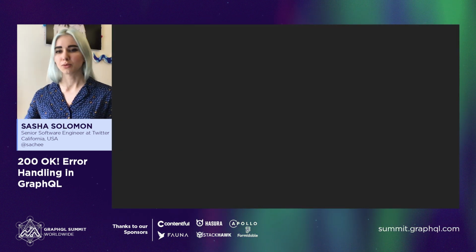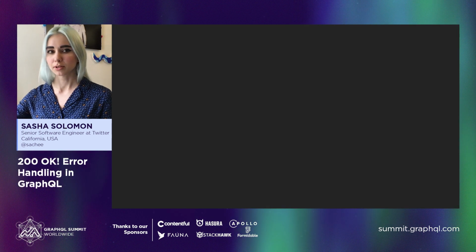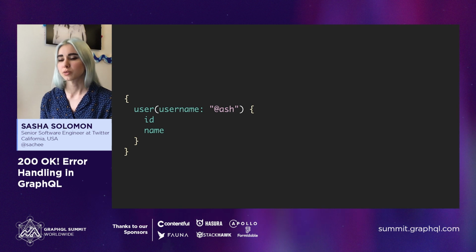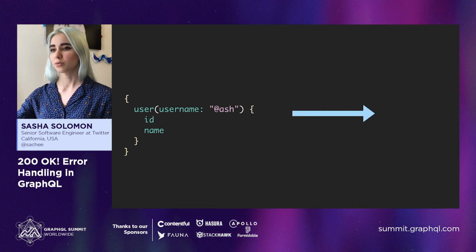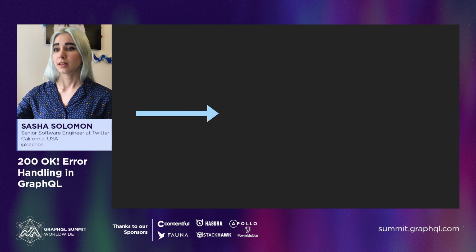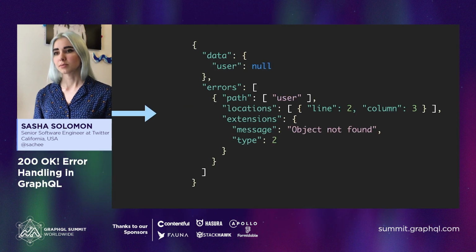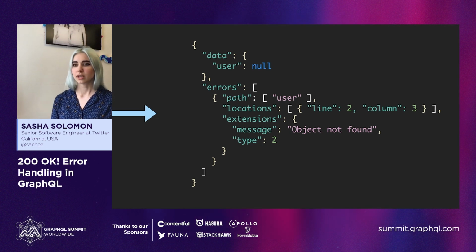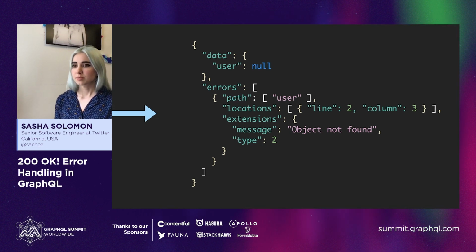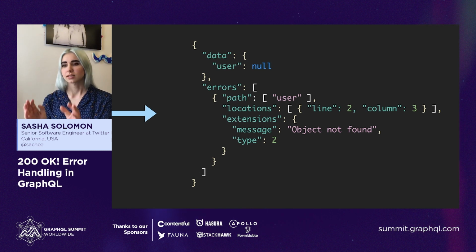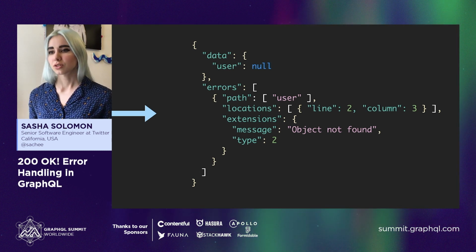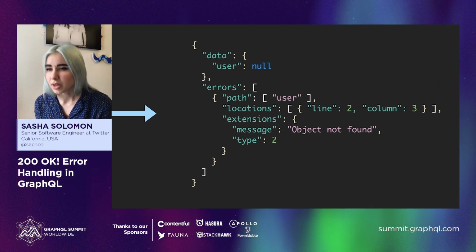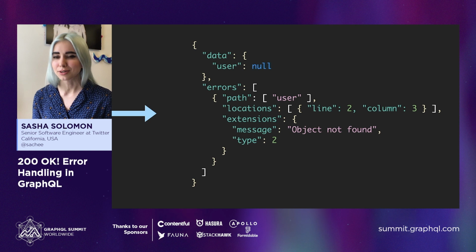So let's take a look at what that might look like when something goes wrong. Let's make that same query: username Ash, and query for their ID and name. We'll run it, and we'll get something like this back. As you can see, we still have our data field, user is null, and then we have a bunch of things in the errors array. This is trying to tell us that something happened, and we can start to pick out what maybe happened, but it's a little hard to unpack.